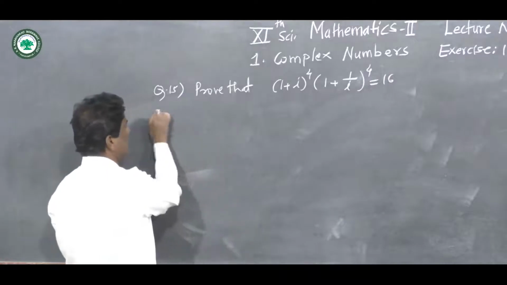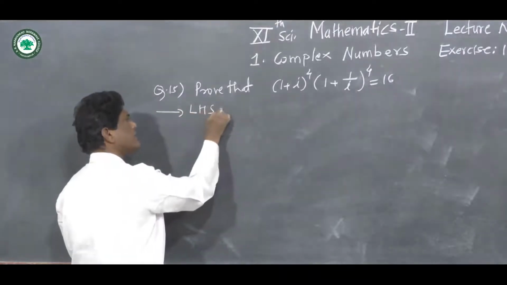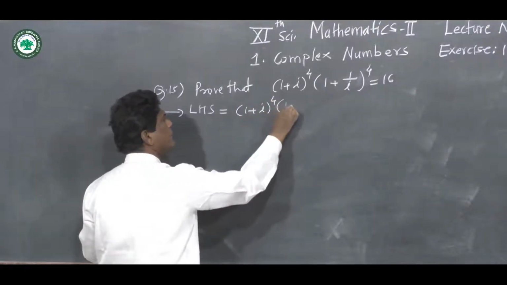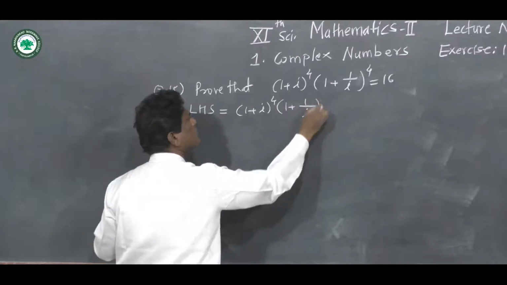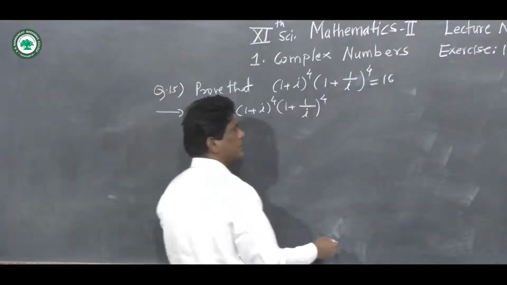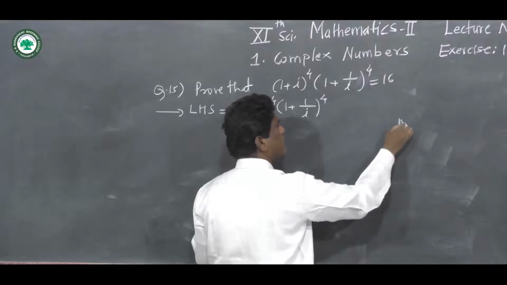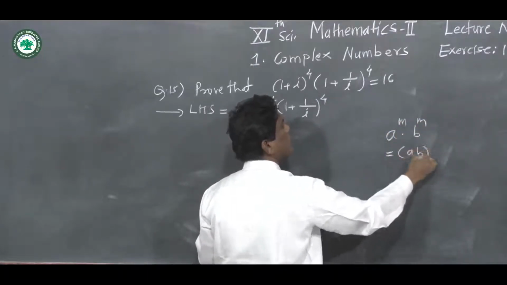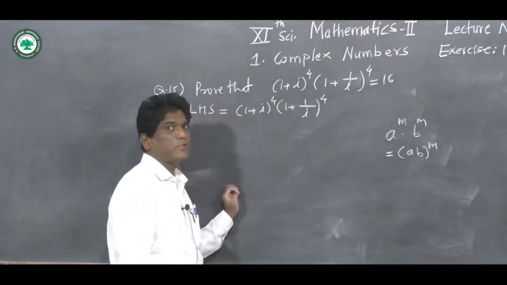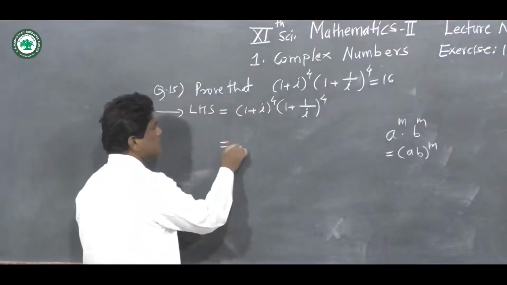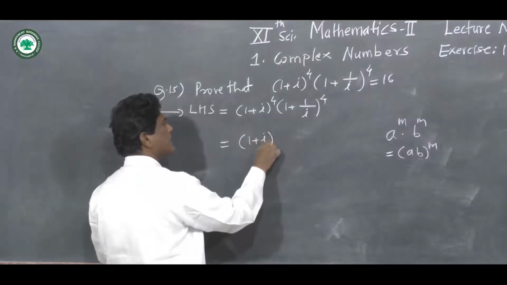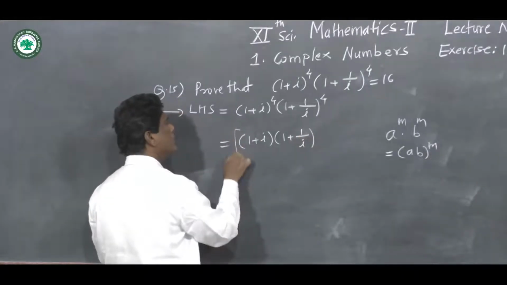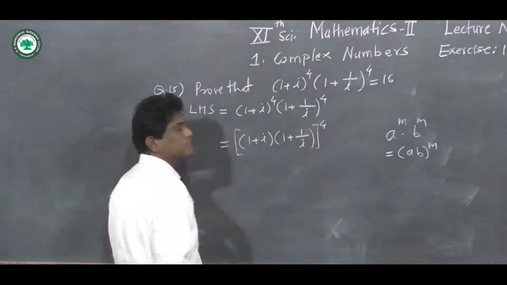So consider here LHS. LHS is equal to (1 plus i)^4 into (1 plus 1 upon i)^4. Now we know that using the rule of indices, a to the power m into b to the power m, we write it as (ab) to the power m. Using the same formula, here we write this as (1 plus i) into (1 plus 1 upon i) and whole power 4. Get it?